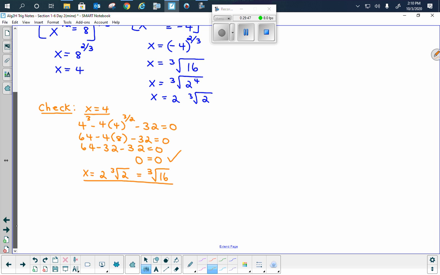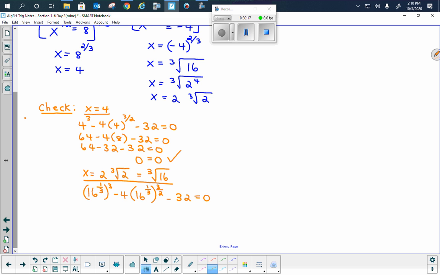Okay. And so I might even think of it as 16 to the 1/3 in places. So in that first step, that's exactly what I'm going to do. 16 to the 1/3 cubed minus 4 times 16 to the 1/3 to the 3/2 power minus 32 is supposed to equal 0.